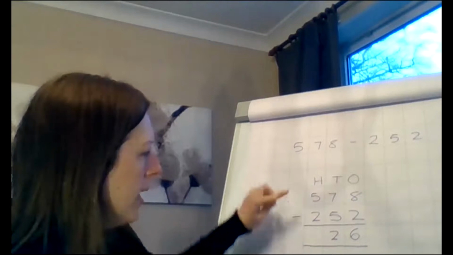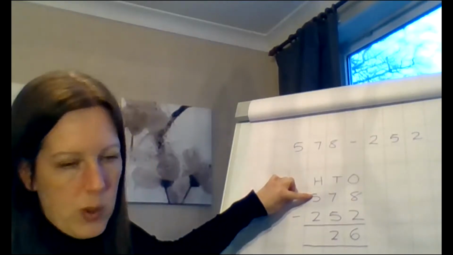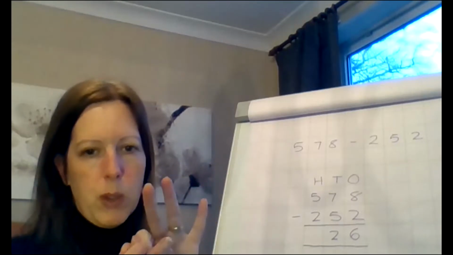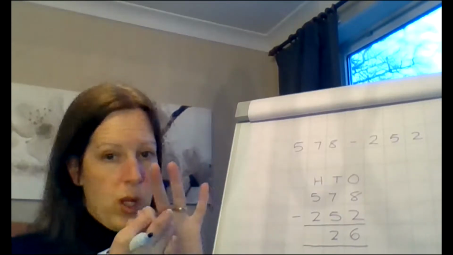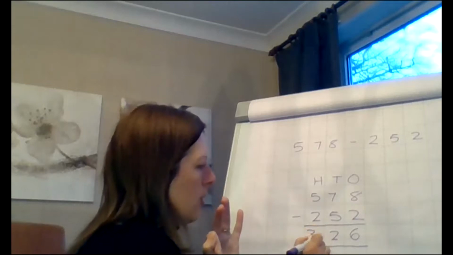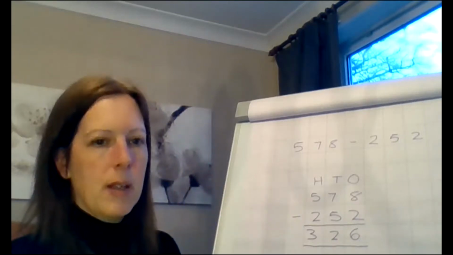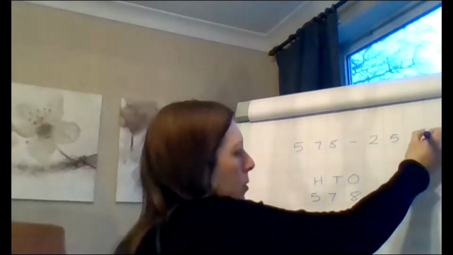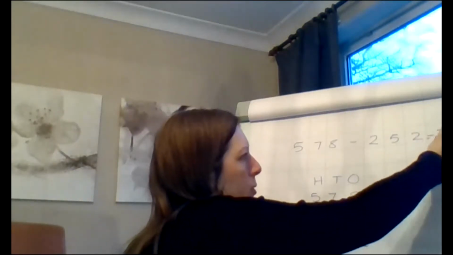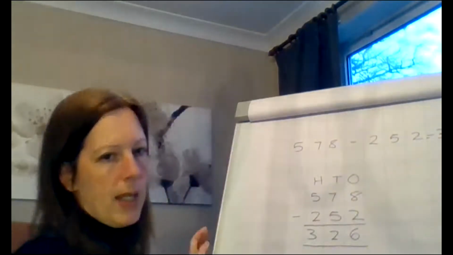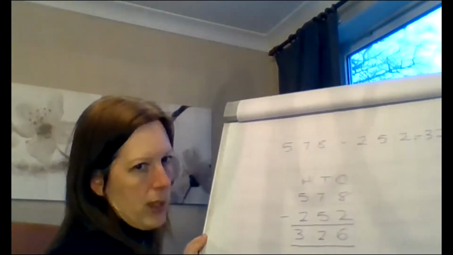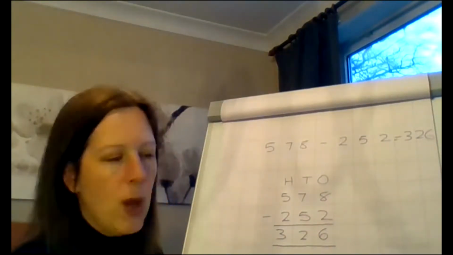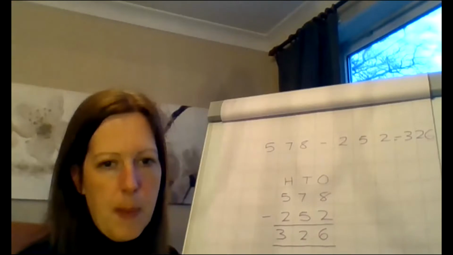And then in the same way, 5 hundreds take away 2 hundreds. There's my 5 hundreds, and I'm taking away my 2 hundreds. That gives me my 3 hundreds left. So my answer to that question today, 578 take away 252, is 326. Okay, 326. Just move the board there. You can just about manage to fit it on. 326.